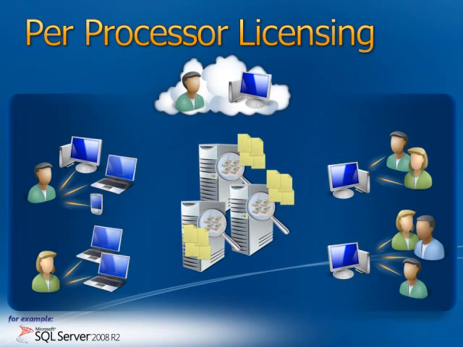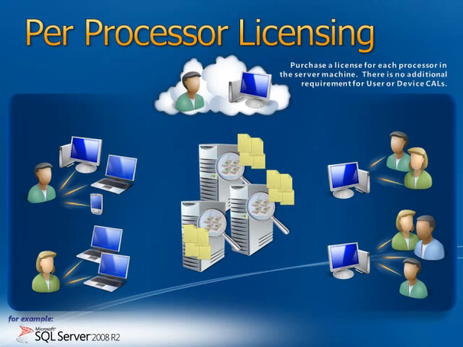Each server would need to be covered with 4 per processor licenses. That then licenses the software to be installed on the server and for all users and all devices, whether they are internal or external users, to access the services of that server. So once you have a license per processor, there is no further licensing required to cover that server.